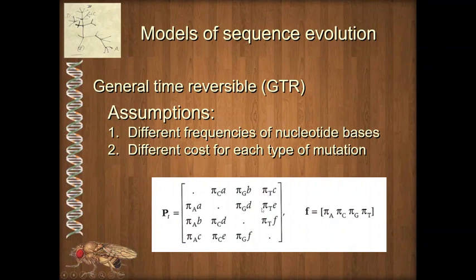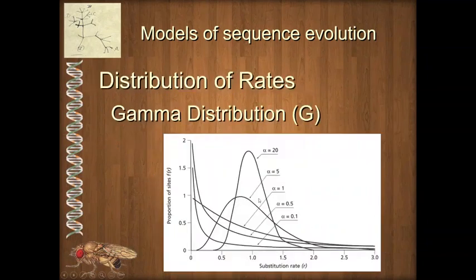Now, in addition to these different assumptions, there are 2 other parameters that we need to add to models of evolution. And these are added on to whatever base model we're going to use, whether it's the Jukes and Cantor model or the HKY model or the general time reversible model. We can add on one additional parameter. One of these is the distribution of rates. And when I say rates, I mean rates of evolution.